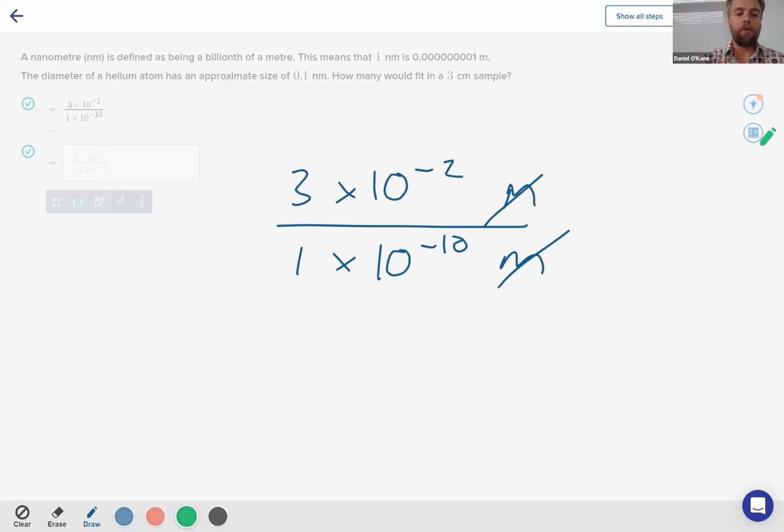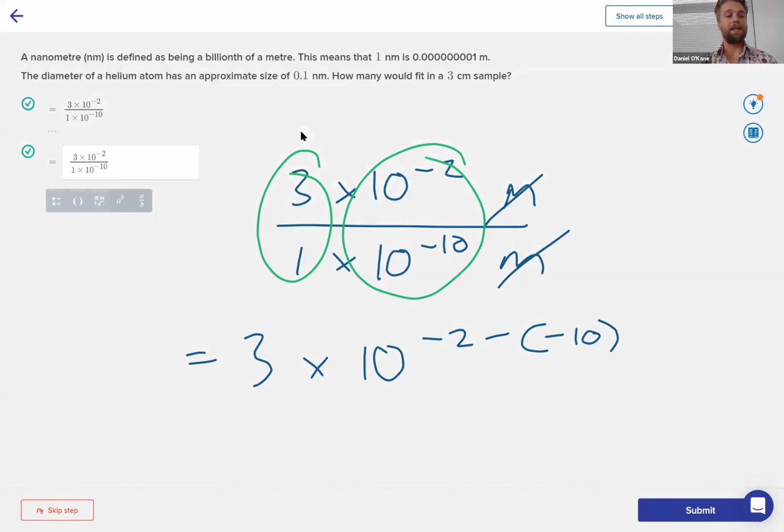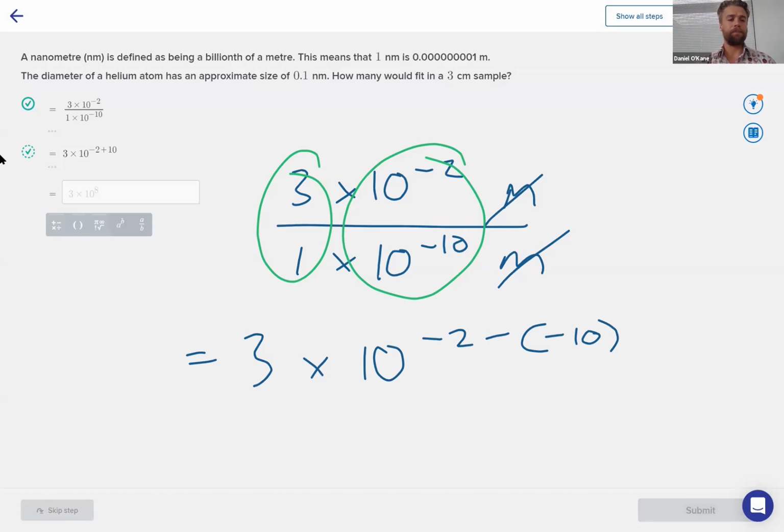Then, just like before, I can do 3 divided by 1. That's just 3. And then 10 to the power of -2 divided by 10 to the power of -10 is going to be 10 to the power of -2 minus -10. Remember, subtracting a negative number is the same as adding that number. So we're going to get as our answer 3 times 10 to the power of -2 plus 10. So I get an answer of 3 times 10 to the power of 8.